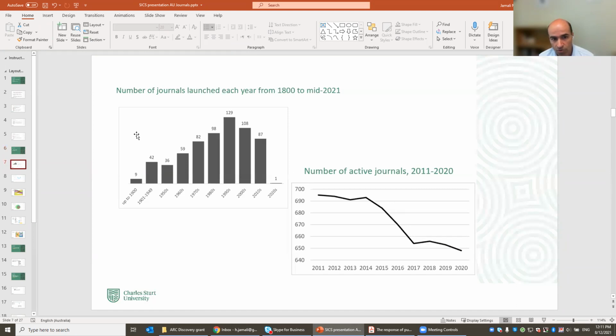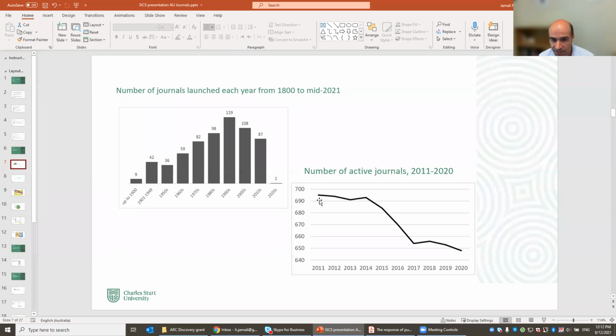Number of journals launched each year, you can see that started obviously in, I think, 19th century. And so up to 1900, there were 9 journals, and then you can see the number goes up. After the Second World War, you can see the increase of the number of journals. 1990s was the decade with the largest number of new journals being launched, with 1993, I think, was the top year with 17 new journals.